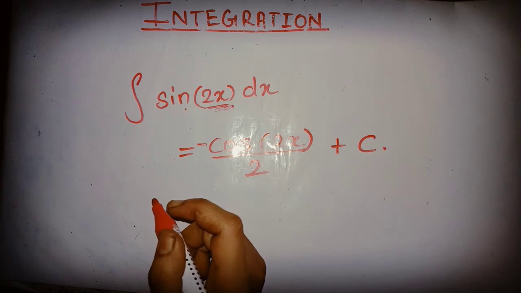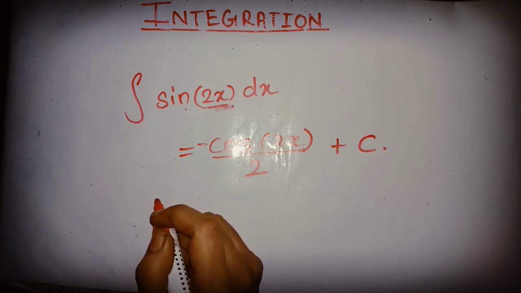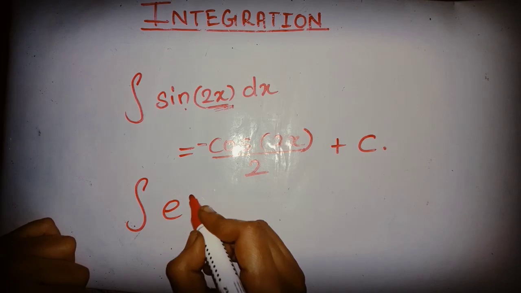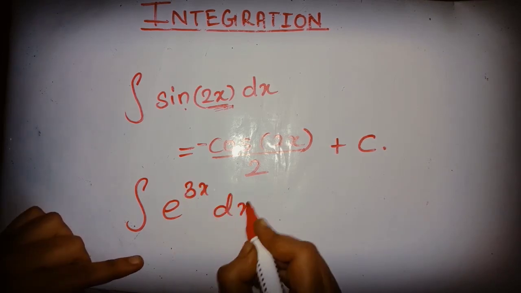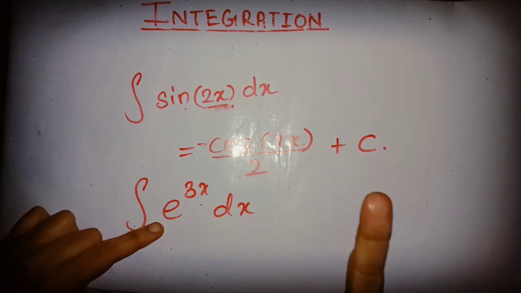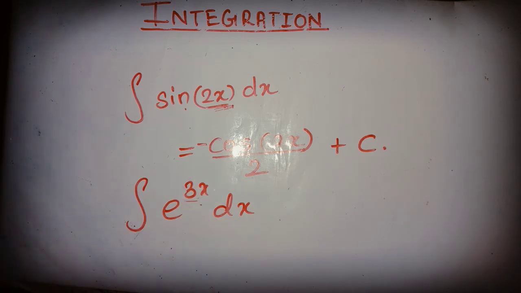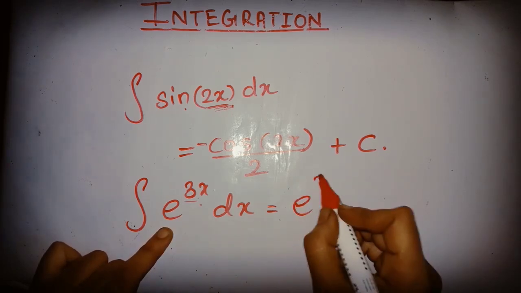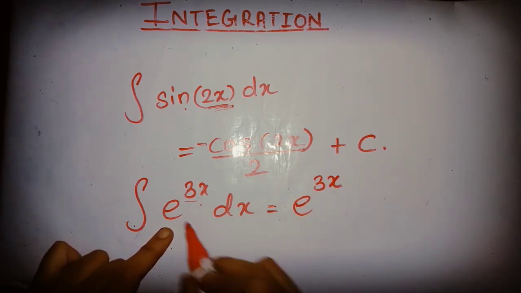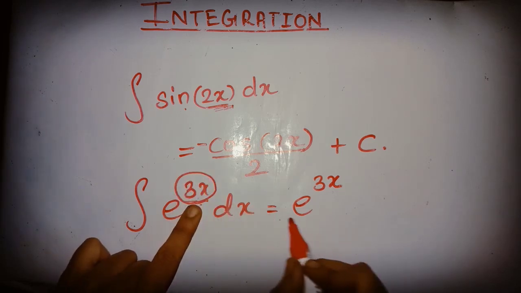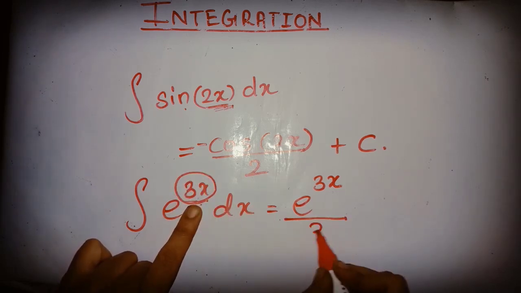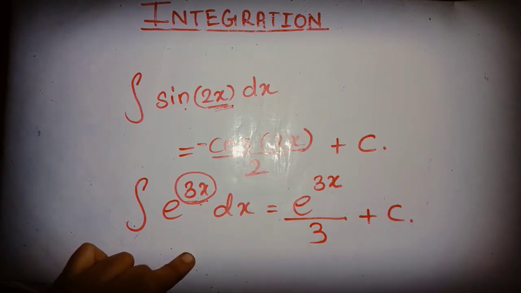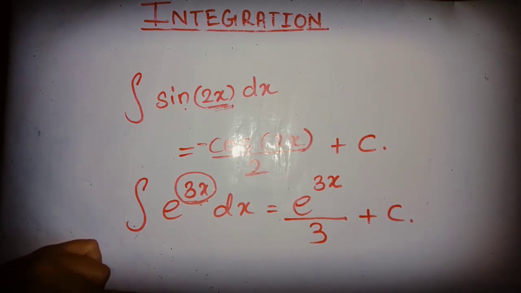One more you do. Suppose you have the integral of e raised to 3x. Here again e raised to x is one function and 3x is another function. So you have to write first the integral of this function, that is e raised to 3x. And then you have to take the derivative of 3x, and that you have to divide. So it is e raised to 3x upon 3 plus c. Keep these properties in mind. We'll solve some more examples.